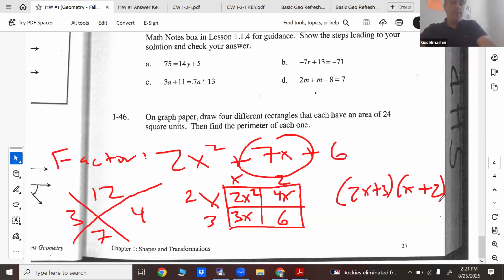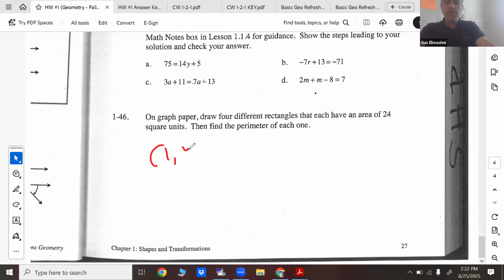If I did, you'd go a step further and set it equal to 0 and tell me what each factor makes 0, because anything times 0 is 0. So what makes 2x plus 3 zero? What makes x plus 2 zero? That'd be -3/2 and -2, but I'm not asking that. Just asking to factor straight up. That's all. So hopefully that is okay.